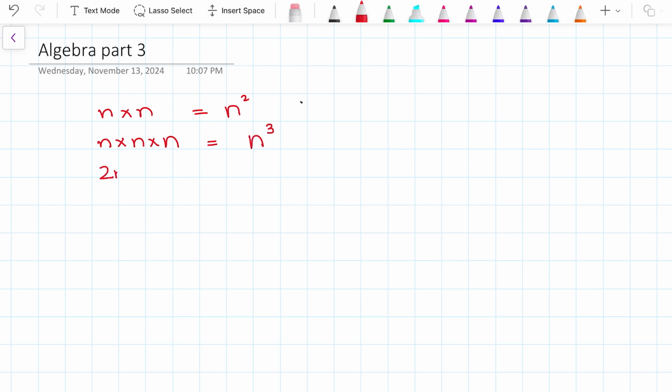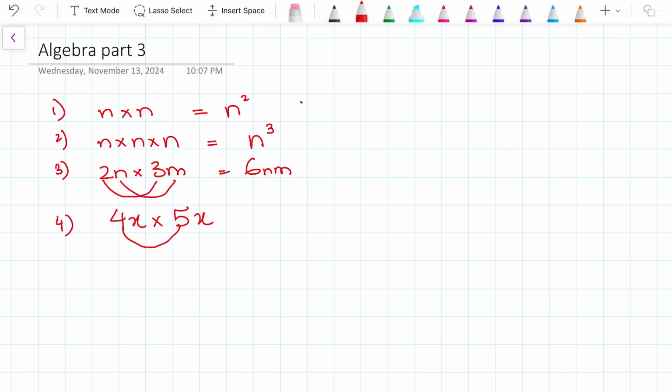However, if you have 2n multiplied by 3m, multiply the numbers, it becomes a 6, and n and m multiplied give you nm, because they cannot be multiplied together, so we just write them together. 4x into 5x. 5 into 4 gives you a 20. x into x gives you an x square.